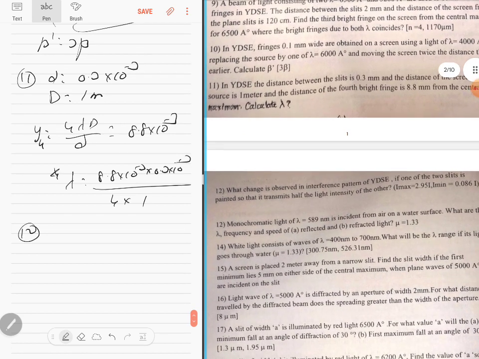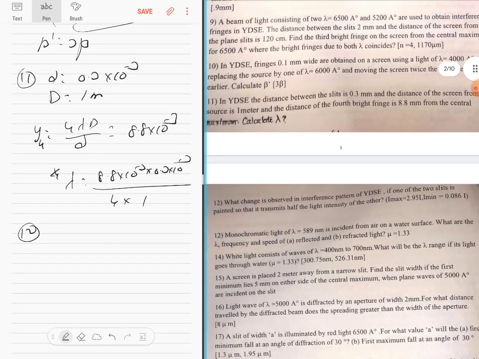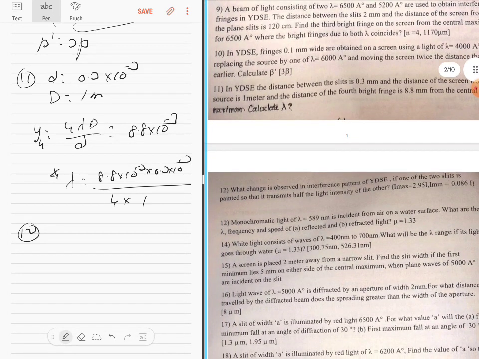What change is observed in the interference pattern of Young's double slit if one of the two slits is painted so that it transmits half the light?